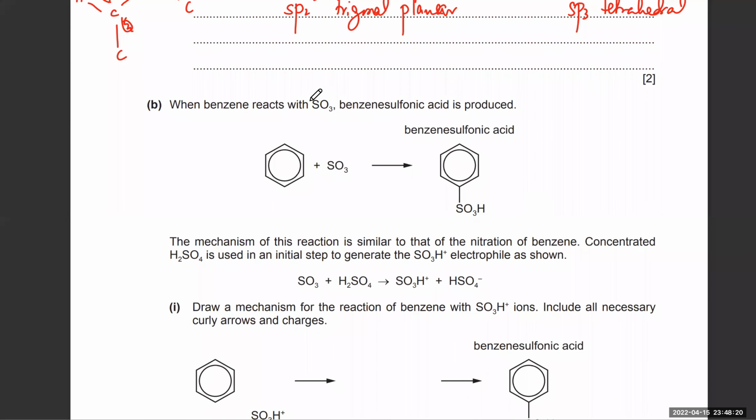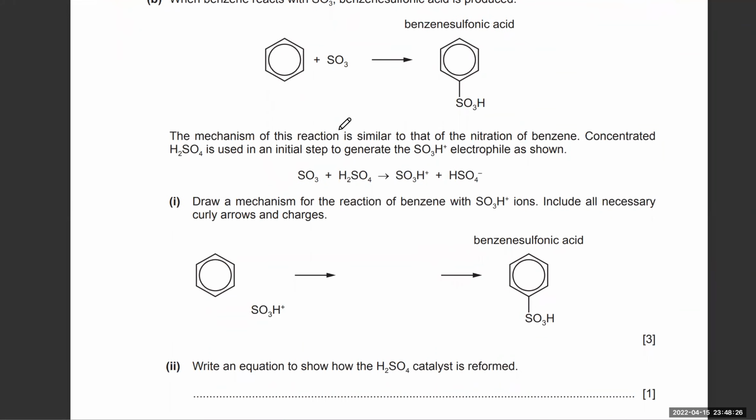And when benzene reacts with SO3, benzene sulfonic acid is produced. State the mechanism of this reaction is similar to that of nitration of benzene. Concentrated H2SO4 is used in the initial step to generate the electrophile as shown. So he says that the mechanism is exactly the same as nitration. So what happened in nitration? As an intermediate, the SO3 will come and join with the benzene, and the benzene would become electron deficient. That is what is going to happen.